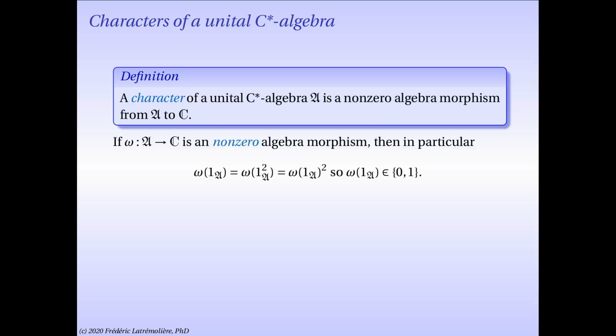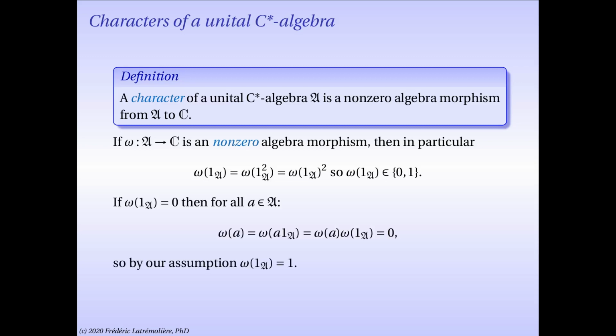Let's start with a simple observation. Let omega be a character. Let's compute omega at the unit of our C-star algebra. So omega of 1 is equal to omega of 1 squared, which is, because omega is multiplicative, the square of omega of 1. So solving, we see that omega of the unit of your C-star algebra must be either the number 0 or the number 1.